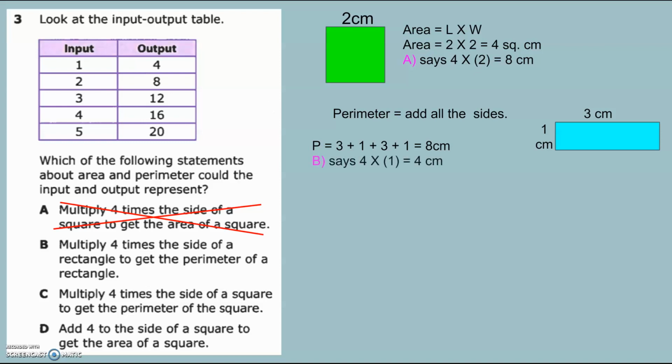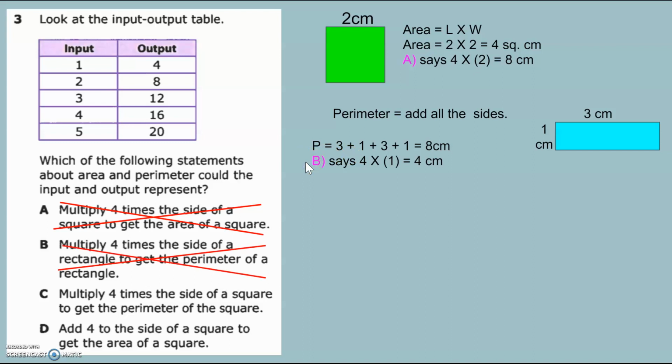B says if I multiply 4 times the side of a rectangle, so I chose the side 1 because it's easiest, so 4 times 1, I would get the perimeter of that rectangle. So 4 times 1 would be equal to 4. That is not equal to 8, so that is not the answer choice.